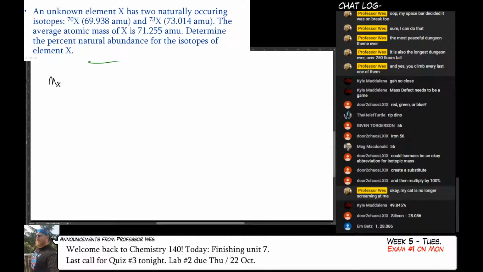So the atomic mass of element X will be the percent of isotope 70 times the mass of isotope 70 plus the percent of isotope 73 times the mass of isotope 73. And we know that the percent of 70 and the percent of 73 have to add together to equal 100%. Let's just do the substitution right away.